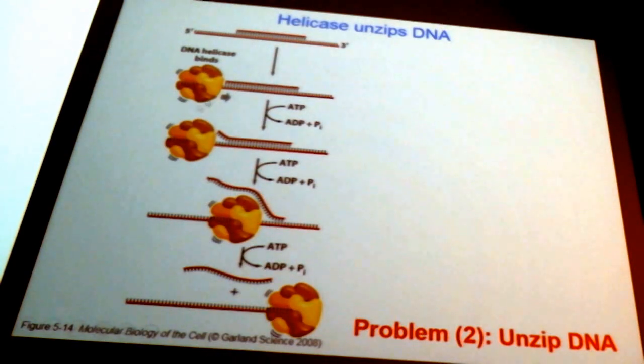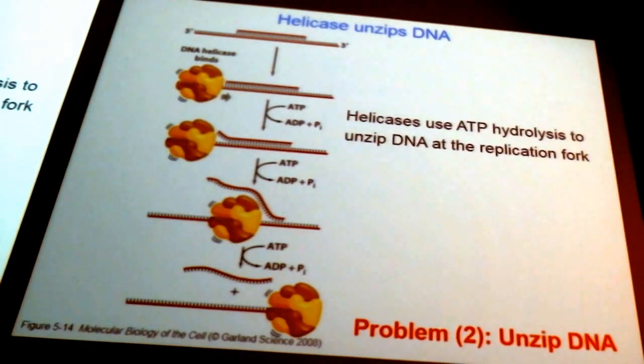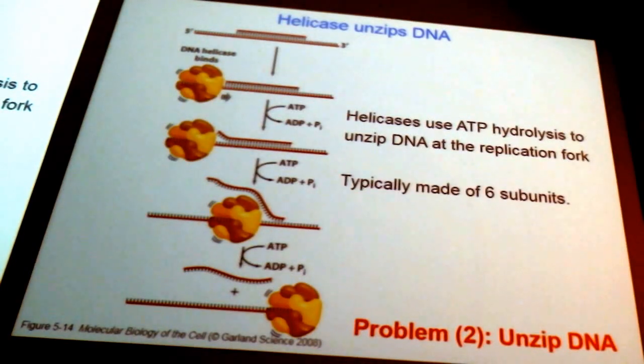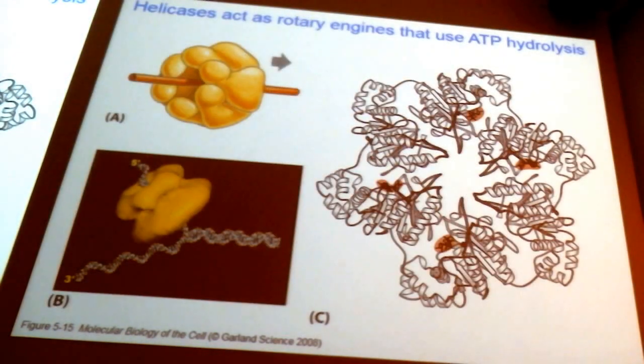If you took this enzyme complex, put it in vitro in a test tube, gave it DNA that looked like that, a long piece with another piece that is base paired, then gave it ATP, it can propel through, much like a propeller, unzipping the DNA as it goes. Okay? So it uses ATP, remember that, has to use ATP. And it's typically made of 6 subunits, which we'll discuss in the next slide. These are those 6 subunits.